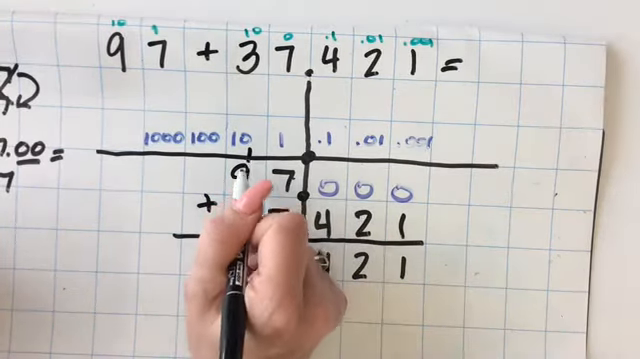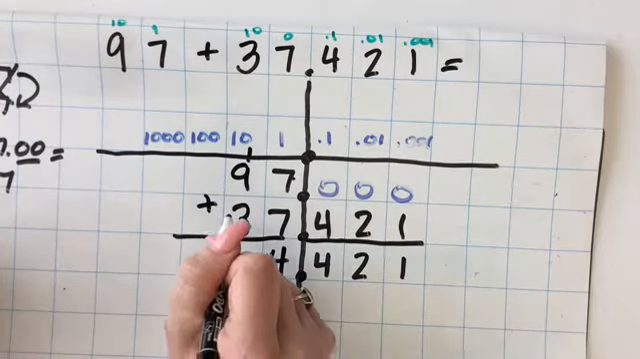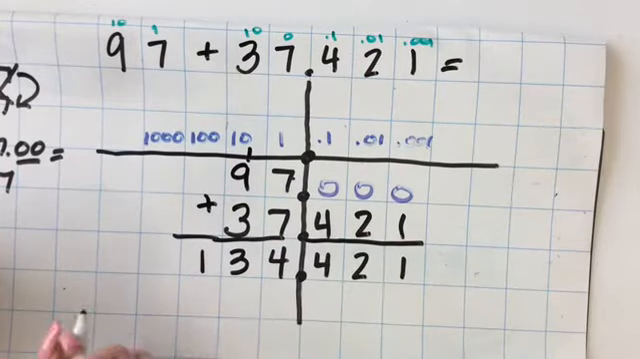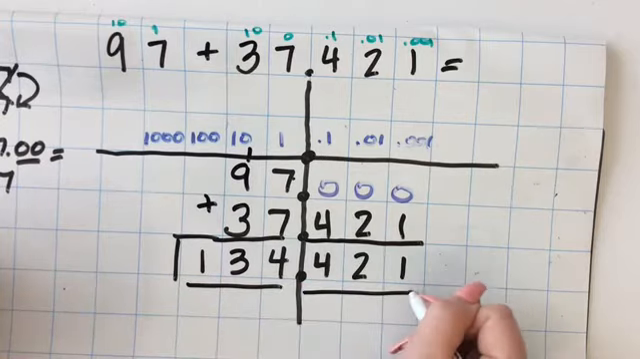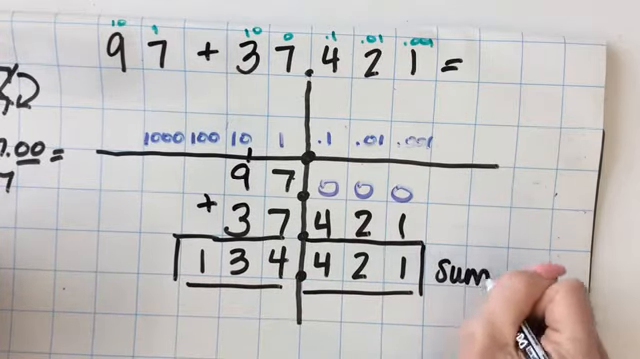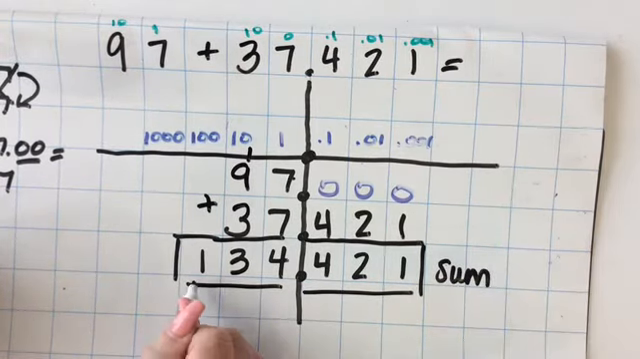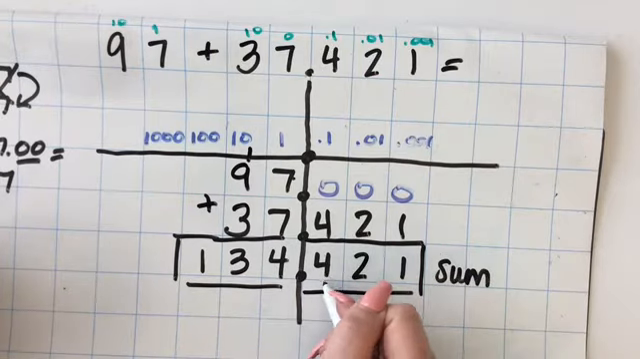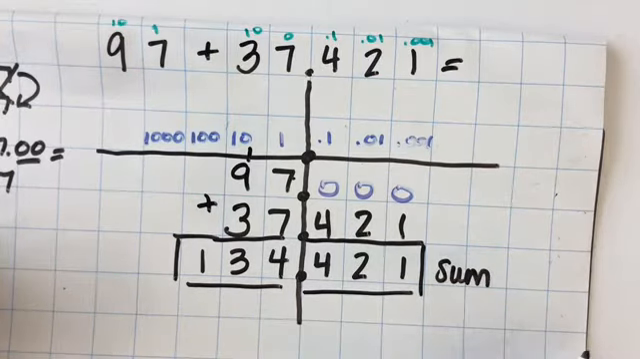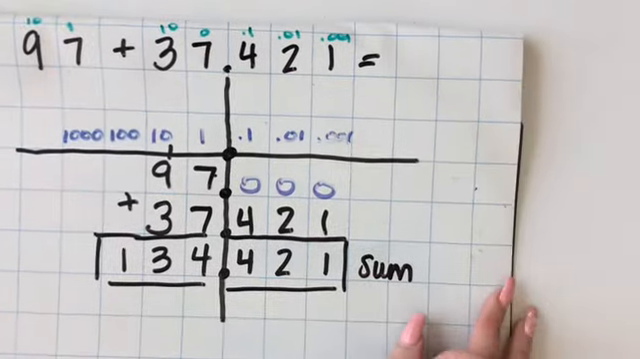Now I have 1 plus 9 is 10, plus 3 is 13. So our sum is 134 and 421 thousandths. Let's make sure that this makes sense.